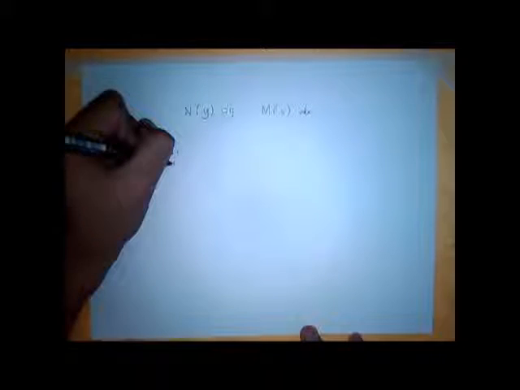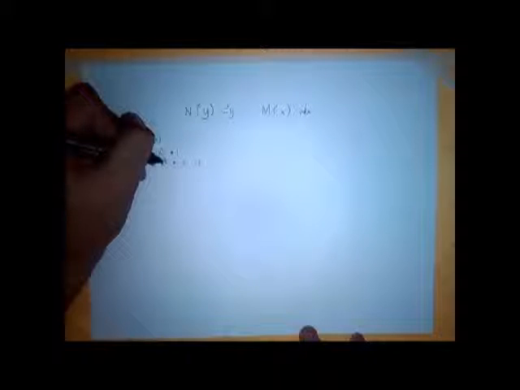So for example, M of x could be in this form: x squared plus 1, x squared plus x minus 1, etc. That means this function contains only x variables. That's how it works. And also with this function, it also contains only x variables.